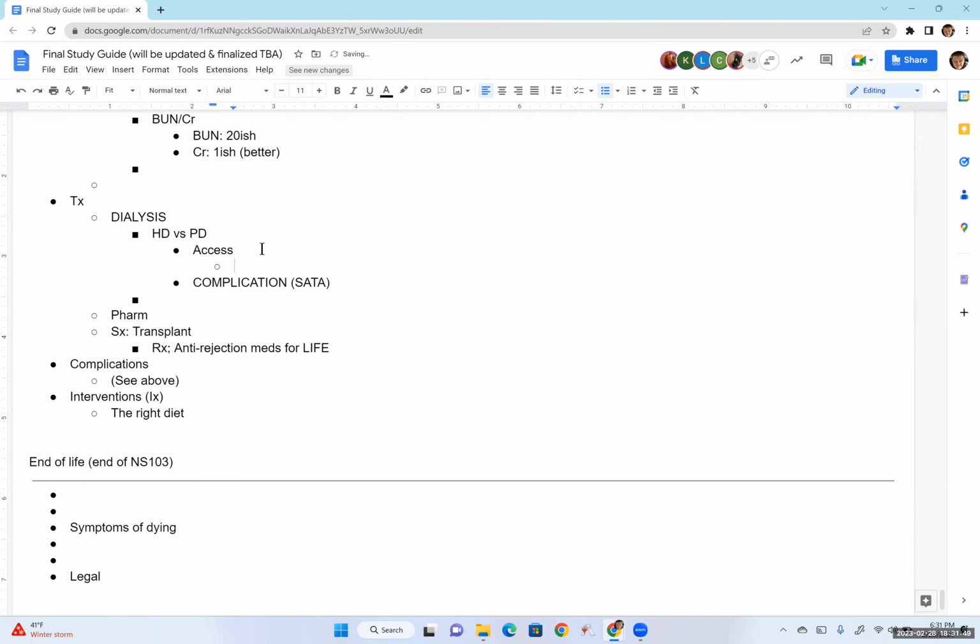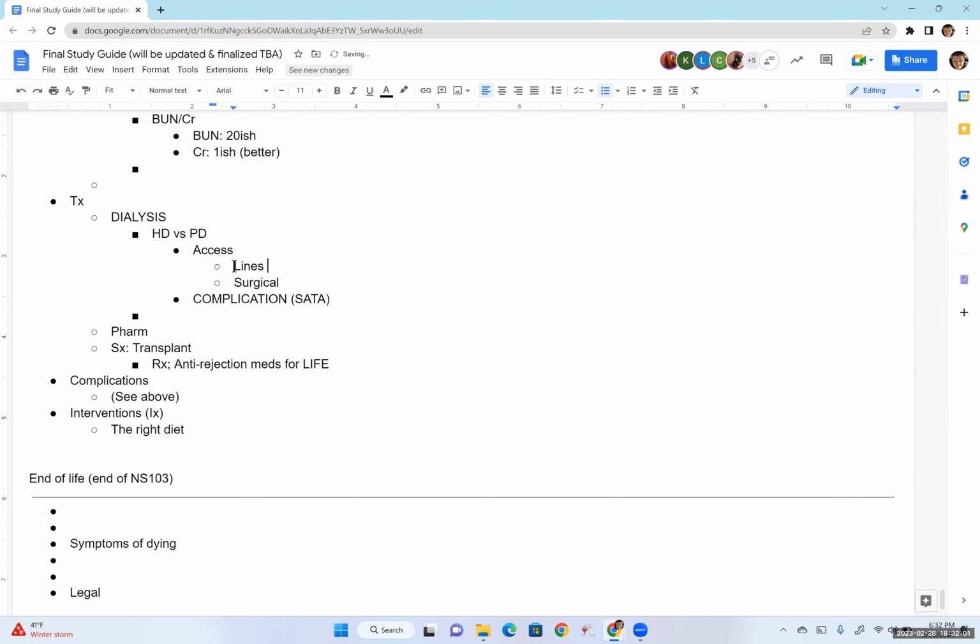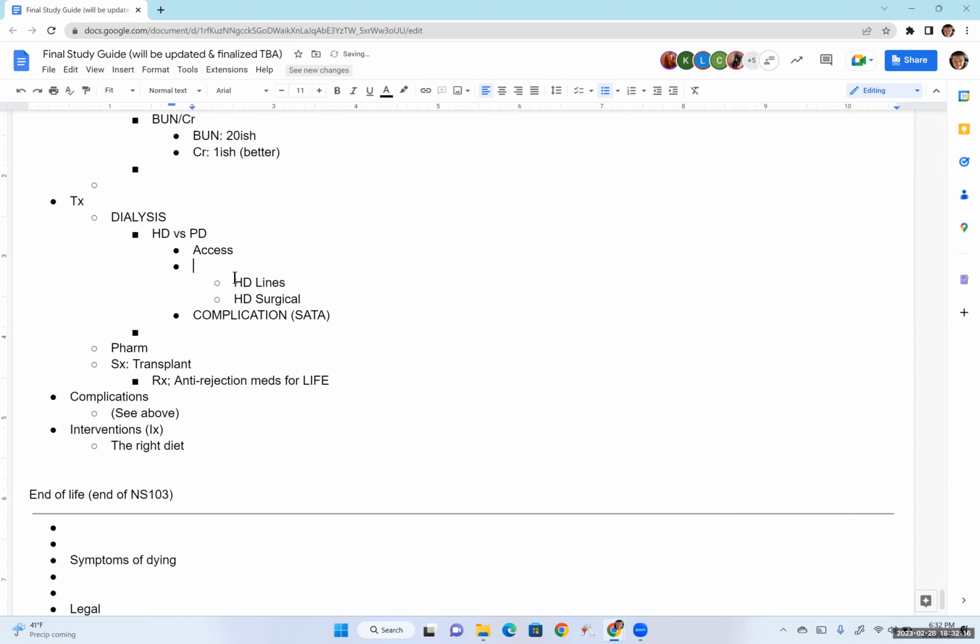And this kind of brings in the first lecture, because for good access, you could do surgical, right? Now, surgical, I'm talking like surgical. I mean, yes, one of the lines, a line placement is technically surgical, but we have lines you can place, right? Do you place lines for HD or PD? That's HD, right? HD lines. And we got PD catheter we can place, right?